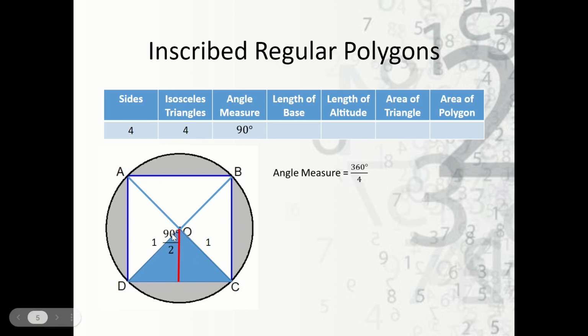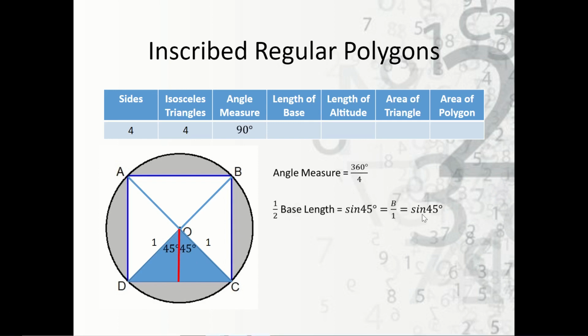We know that the angle measure here is half because we started out at 90 and we cut it in half. So half of this would be 45 degrees. So each of these angles here is 45 degrees. So we end up with half the base length being sine 45 degrees. So that means the full base length would be double this. So that's 2 sine 45 degrees. So that's the length of our base. And when we plug that into our calculator, we get 1.41421.